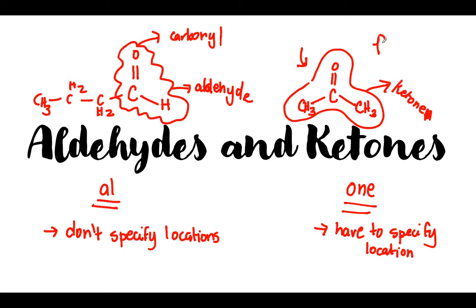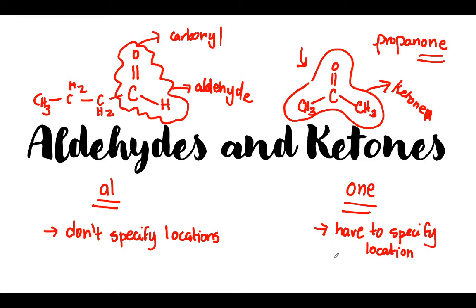So for propanone, you don't have to specify the location because we know that a ketone has to be in the center, or the carbonyl group has to be in the middle of that molecule. There's only one possibility for that ketone location to be at. It's going to be at carbon number 2. So because of that, you don't have to specify. But usually in other scenarios, you would.